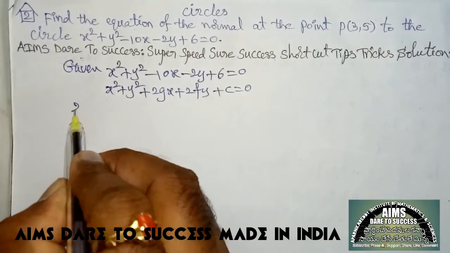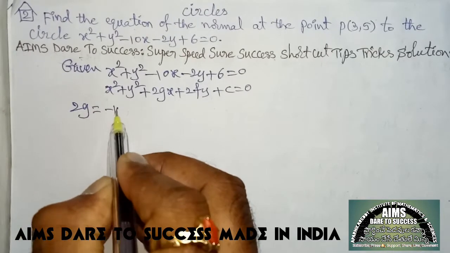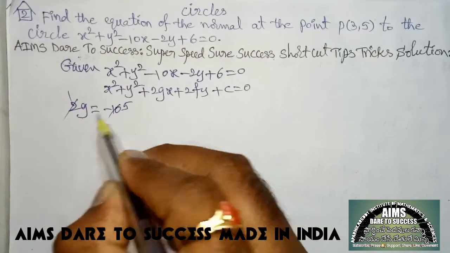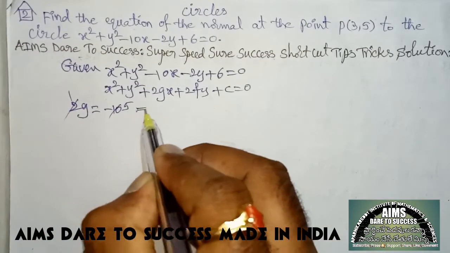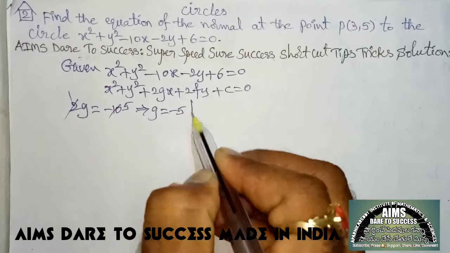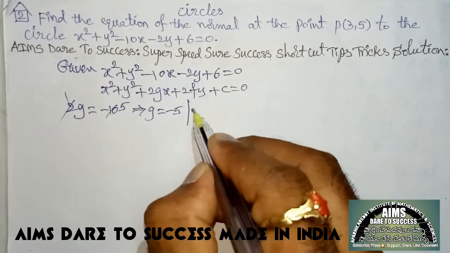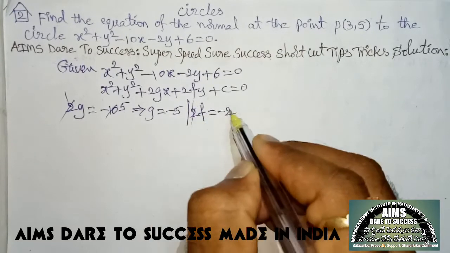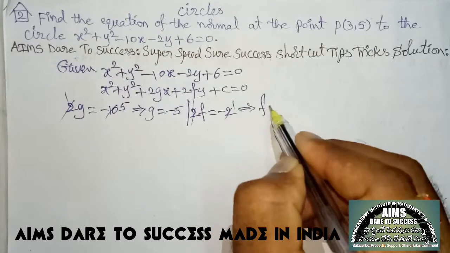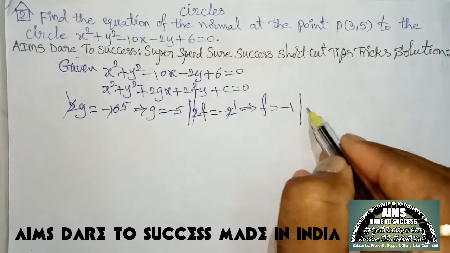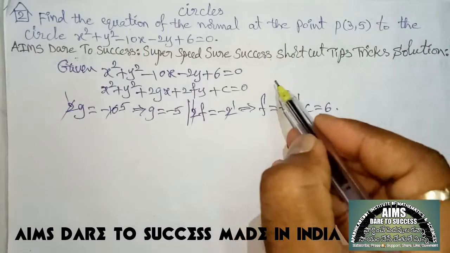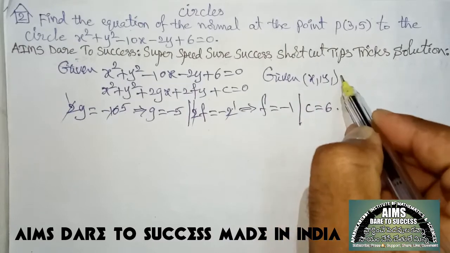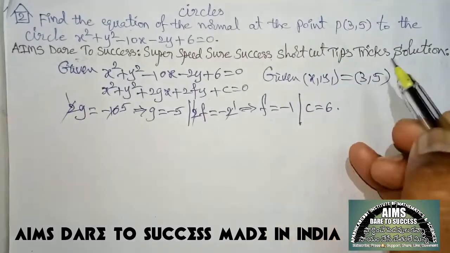Now comparing the x coefficient, 2g is equal to minus 10. Cancellation, my dear students: 2 ones are 2, 2 fives are 10, so g is equal to minus 5. Next, comparing the y coefficient, we get 2f is equal to minus 2. Here 2 ones cancel, f is equal to minus 1, and lastly the constant value c is equal to 6. And now I am writing the given point (x1, y1) is equal to (3, 5).